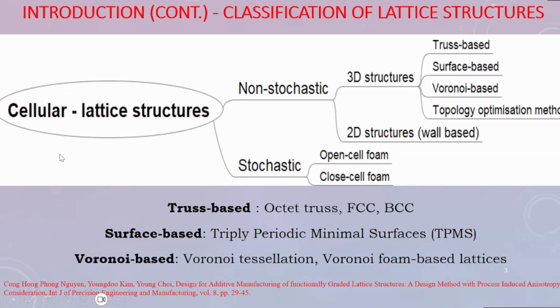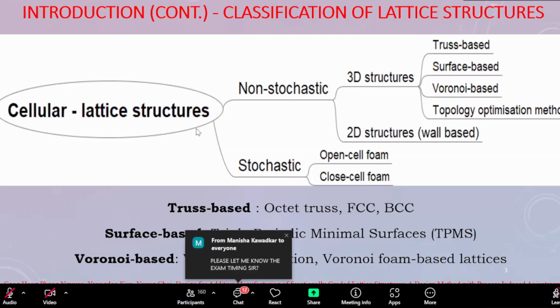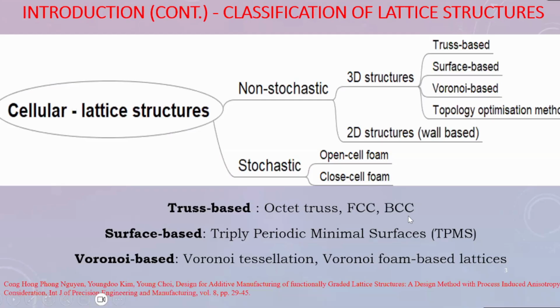And these lattice structures have been classified into stochastic and non-stochastic. And 3D structures are truss-based, surface-based, Voronoi-based and topology optimization. What is truss-based? This truss is commonly used in civil engineering, where you can have elements in the form of octet, face center cubic or body center cubic. You know what is face center cubic, right?